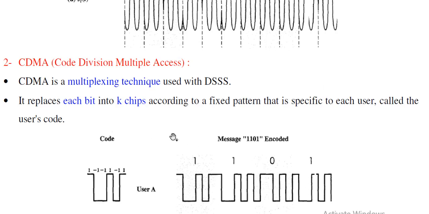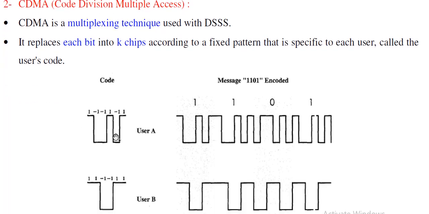The third technique is called the CDMA, which means we will apply the DSSS with a multiplexing technique called the CDMA, as we saw it before. The CDMA is one of the multiple access techniques like the TDMA and the FDMA. The CDMA uses codes, as we can see here. Each bit is represented by a code based on a user.